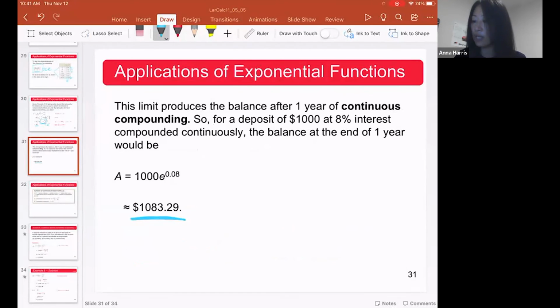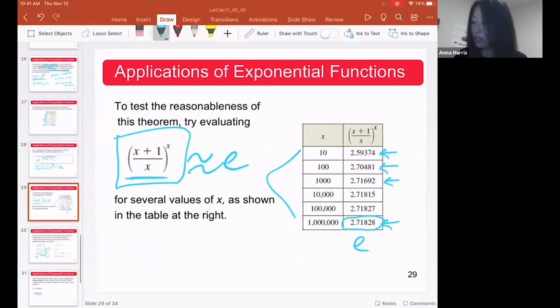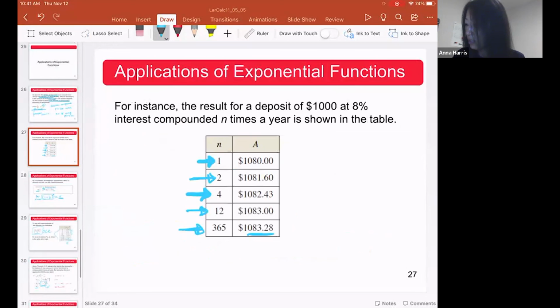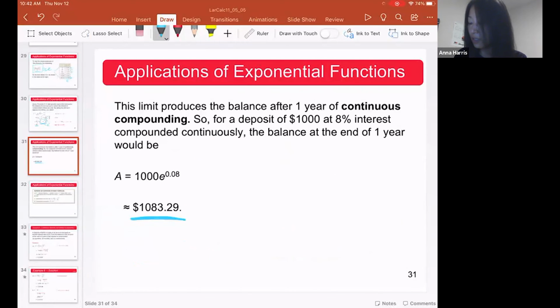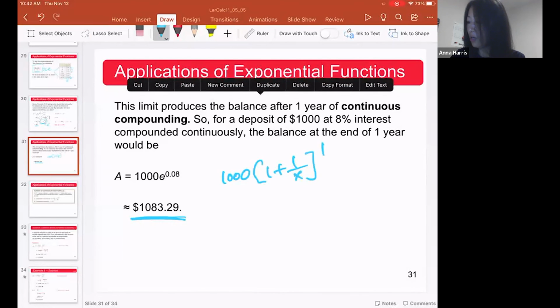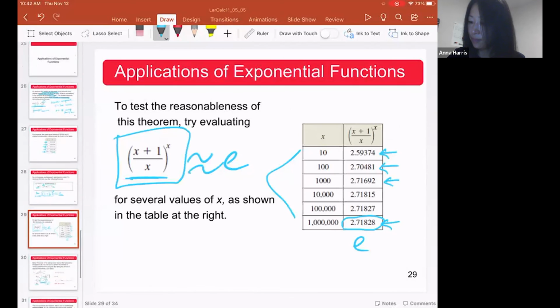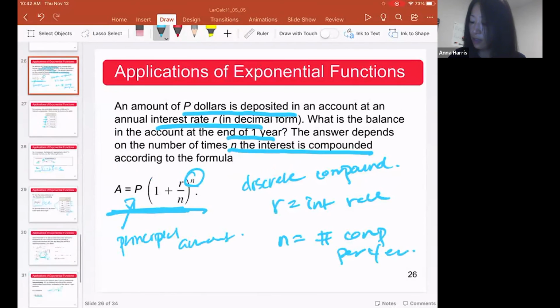$1,083.29. It's a little bit more, I think. How much was it? What was their money? About 365 days, and then continuously about the same amount, $1,083.28. And let's look at this one. All right, you got one more cent. When you do 1,000, was that the 4? I cannot remember the formula. R over N.